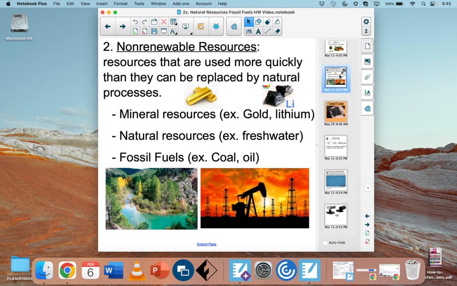On the other hand, there are other resources called non-renewable resources. These ones are resources that are used up by people more quickly than they can be replaced by nature. For example, mineral resources like gold. If you go to a mountain and you find gold and you take all the gold out of the mountain, the earth is not creating any new gold. There's not going to be gold if you go back the next year.